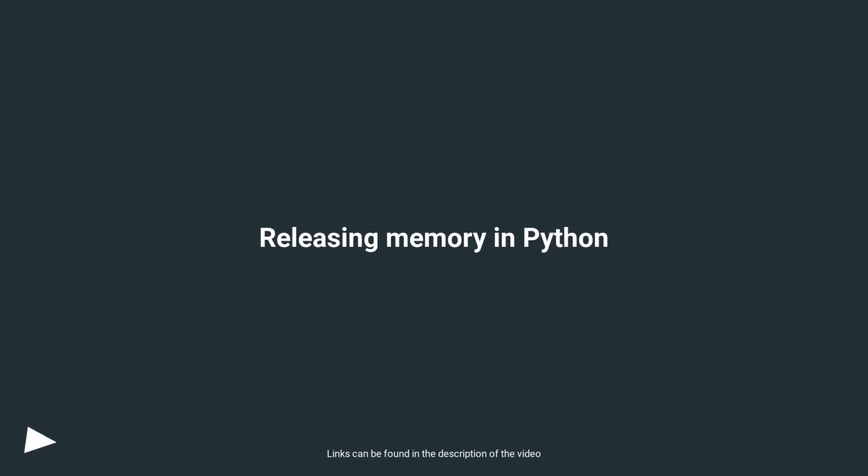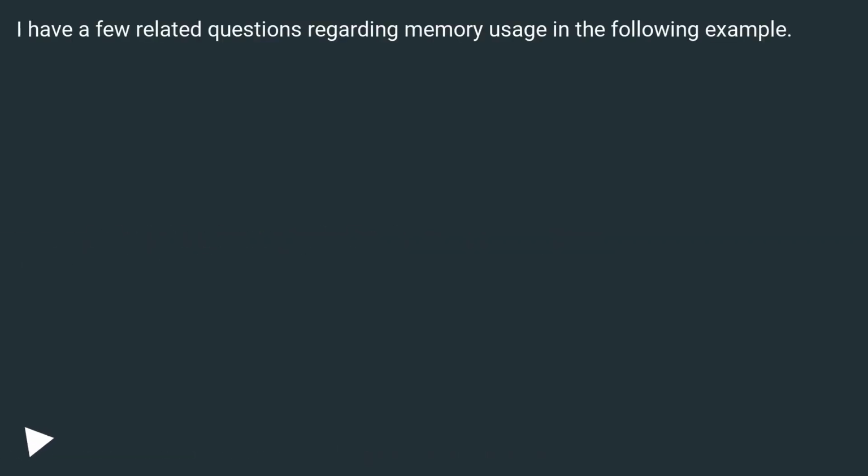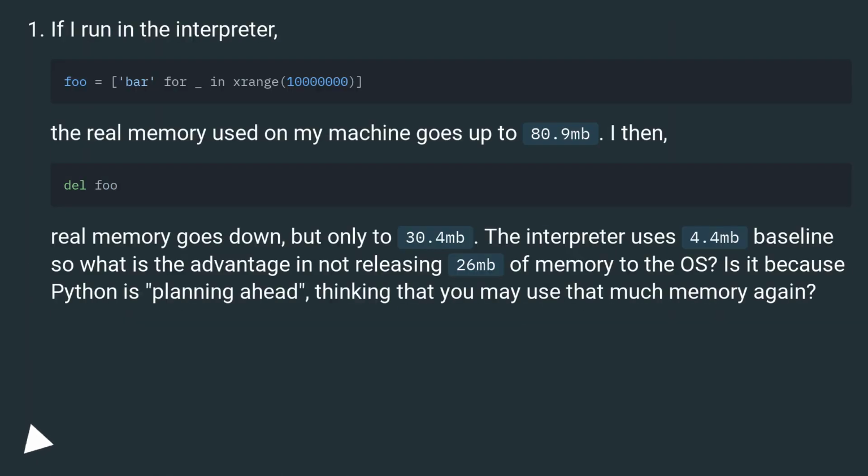Releasing memory in Python. I have a few related questions regarding memory usage in the following example. If I run it in the interpreter, the real memory used on my machine goes up to 80.9 MB. I then free it, and real memory goes down, but only to 30.4 MB.